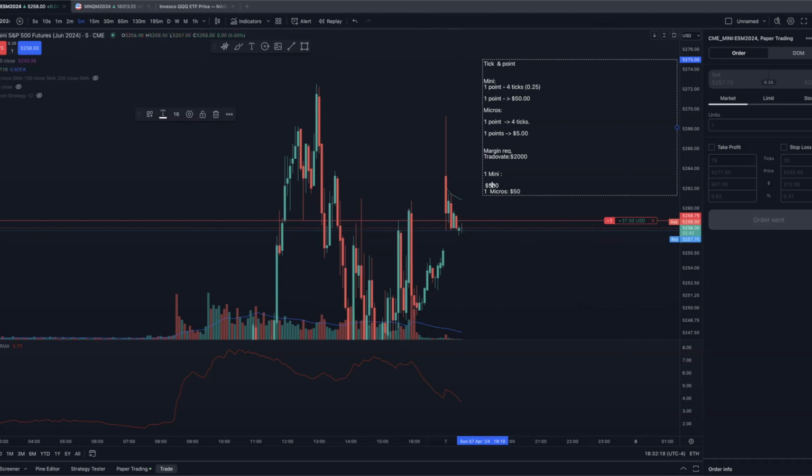So in order to open one contract in mini, you need to have at least $500 in your buying power to open one contract. If you're planning on trading micros, you need to have at least $50 in your buying power to open one contract.